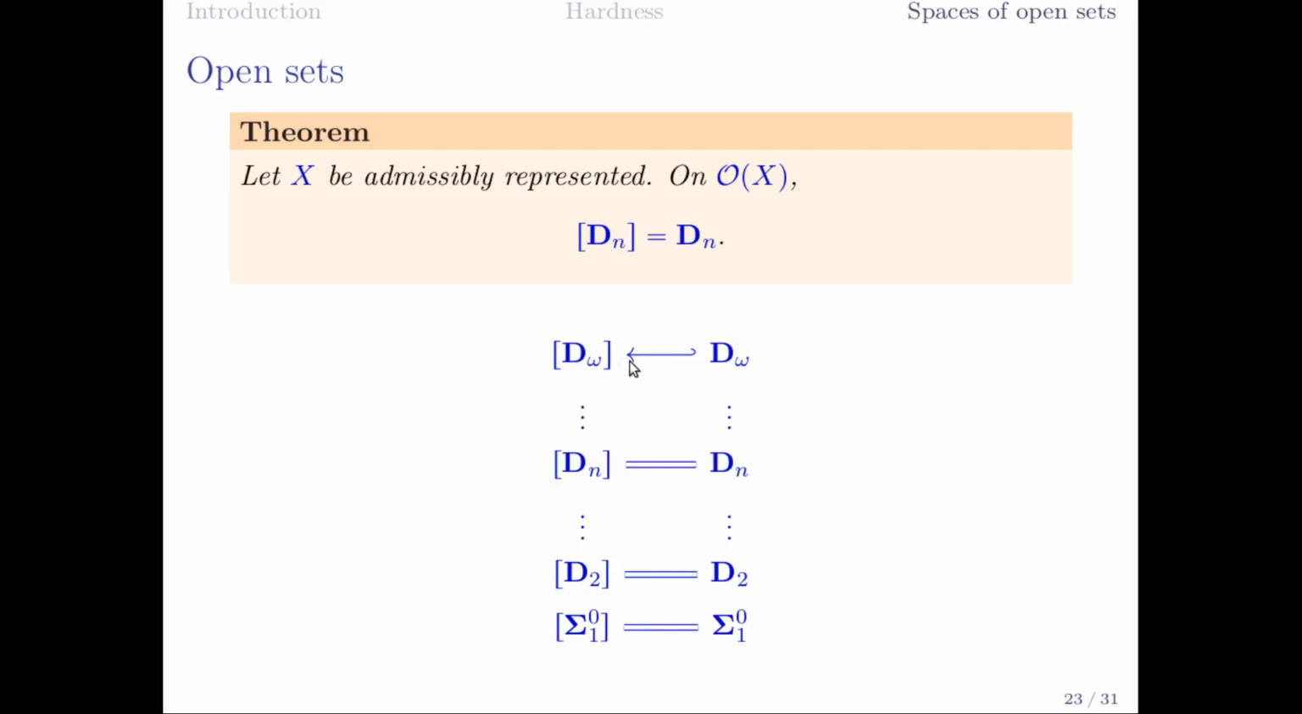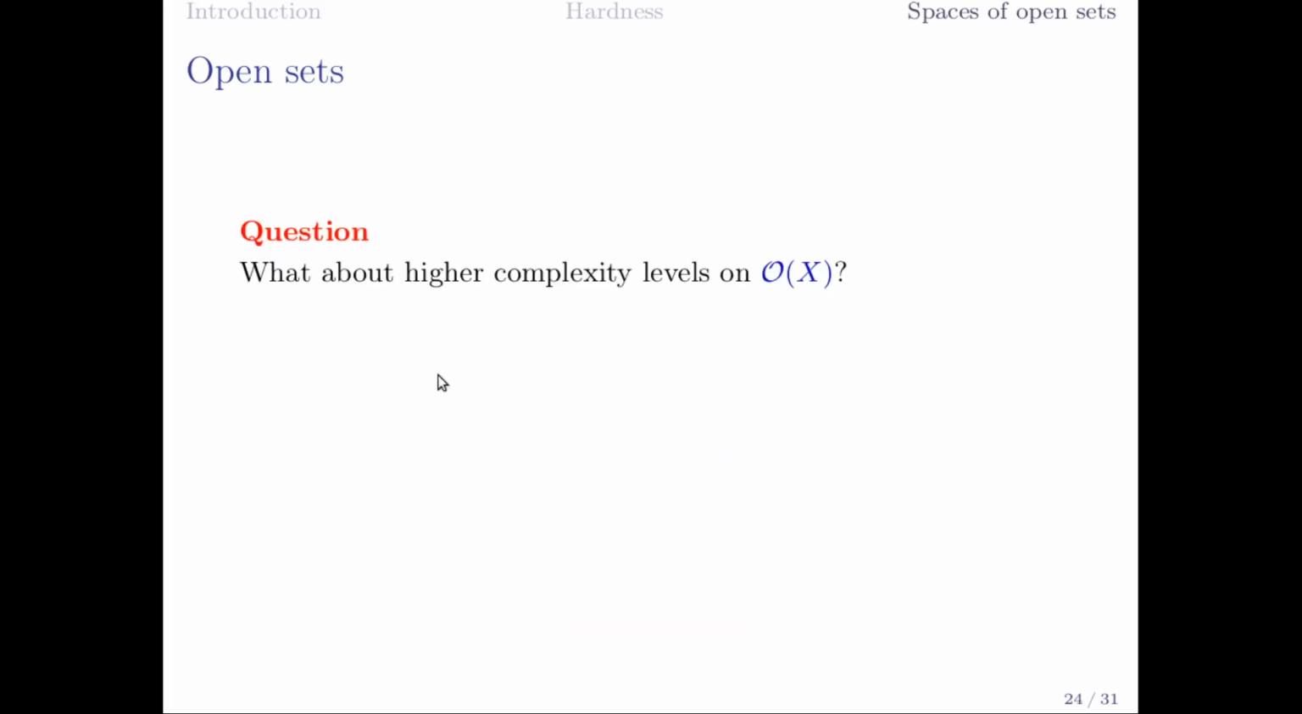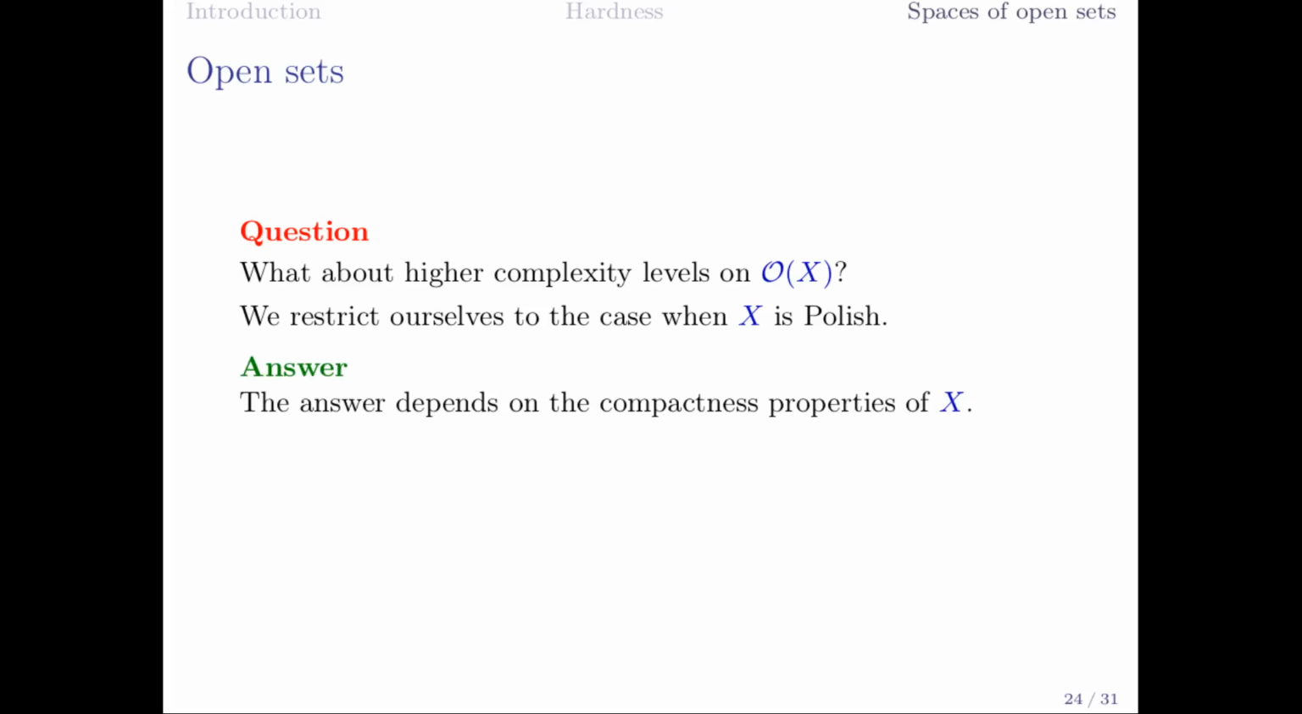And we will see that at that level, at the first infinite level, omega, we sometimes have disagreement. But we, of course, always have this inclusion. So now let's see at higher complexity levels. And to do this investigation, we will restrict our attention to the case when X is a Polish space. So it's more convenient, and we manage to have a quite complete picture in that case. And it turns out that the answer depends on the compactness properties of X.